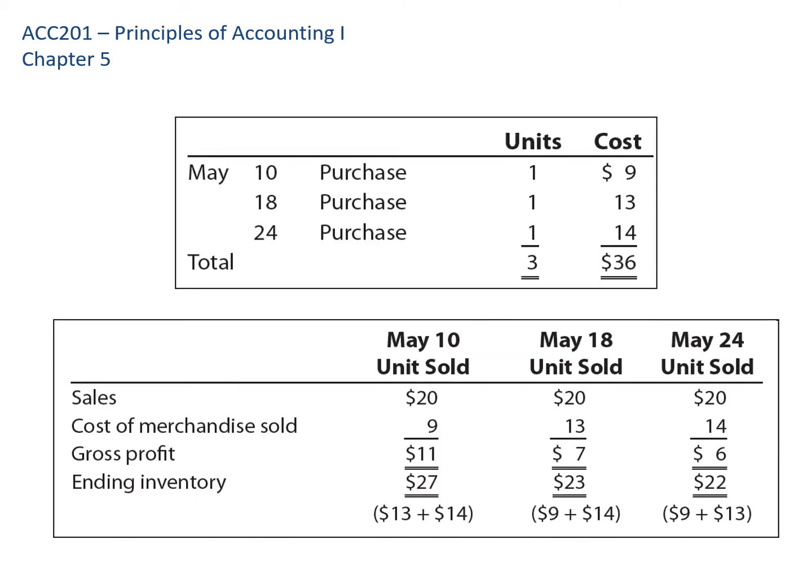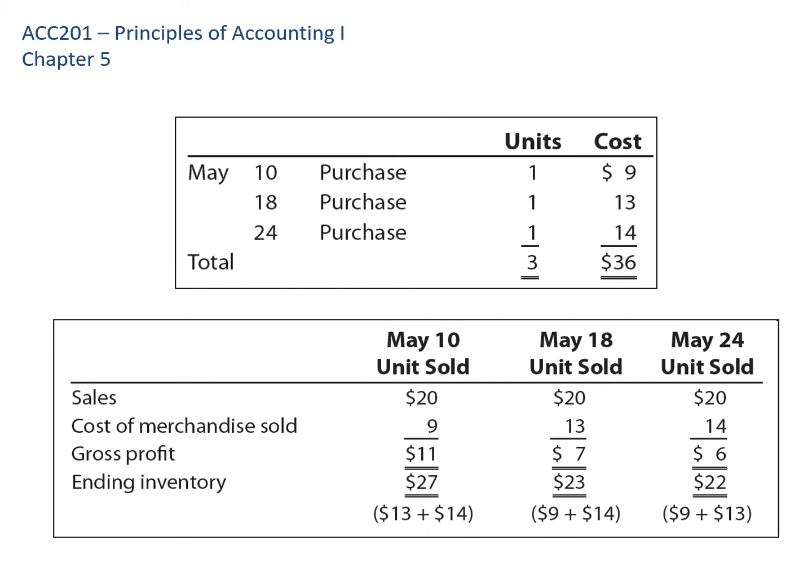So as an example, we've got 3 different purchases here, the May 10th, May 18th, and May 24th. And we bought goods for $9, we paid for one, $13, and then $14. So we've got 3 items in inventory with a total cost of $36. Now let's assume we sell one of those items for $20. Well, if I assume that it's the oldest one that I bought on May 10th, well then my cost of merchandise sold is $9. My inventory is the other 2 items, which is $27. Notice that 9 plus 27 equals 36.